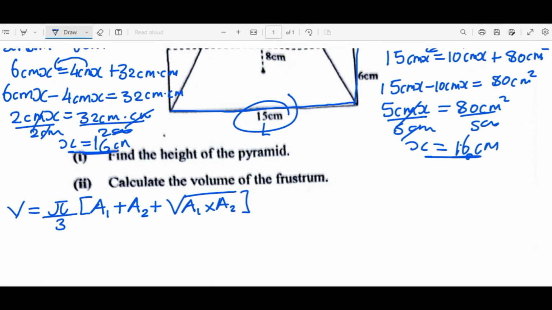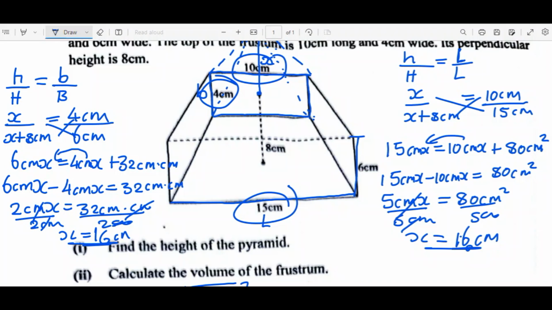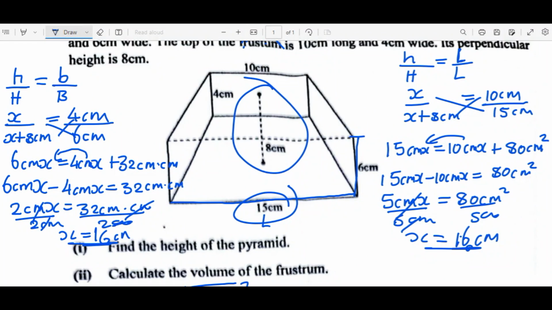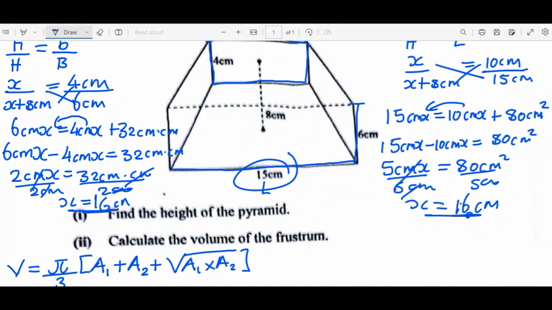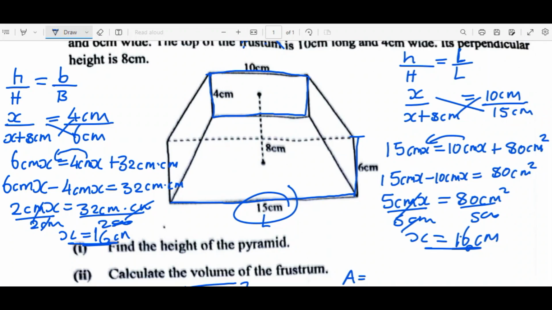For this formula, you don't have to use the height of the larger pyramid. All you have to use is the height given. My point is, we are going to use this height in our question. So that's the advantage of using this. So remember, we are still going to consider the top part and the base. Now for this one to work out, we need to find the two areas. So the top part, I'm going to call it area 1.